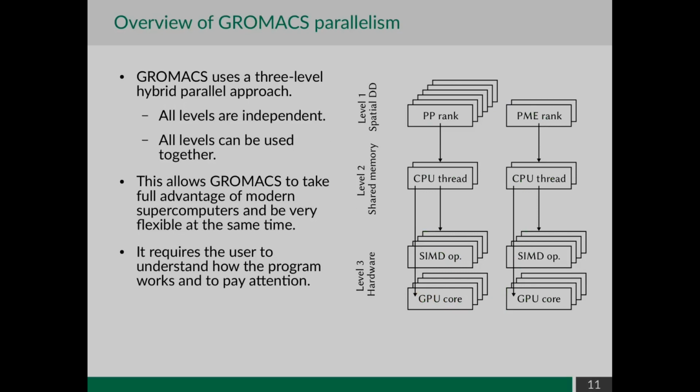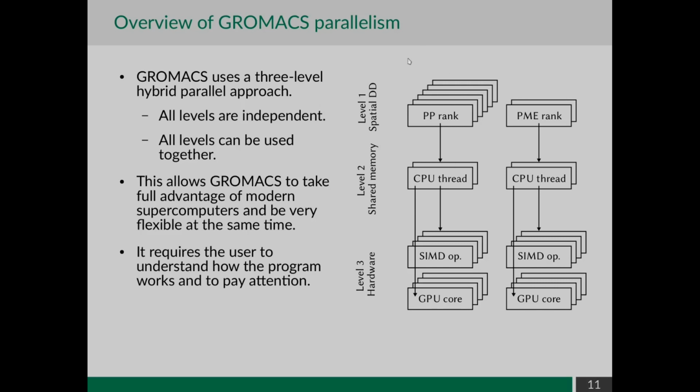With these introductory remarks out of the way, it's time to jump into the really interesting stuff, which is how does Gromacs perform parallel work? Actually, Gromacs uses a hybrid approach to parallel programming with 3 different levels of parallelism. What is very interesting is that all these levels are independent, but they also can be used together. This makes Gromacs very flexible. It's able to take full advantage of modern supercomputers, but it will also run very well on a laptop and in fact on a variety of different computing environments. However, there is a downside to this complexity, and it's that if you want to take full advantage of Gromacs, you, the user, need to understand how the program works and to pay attention.